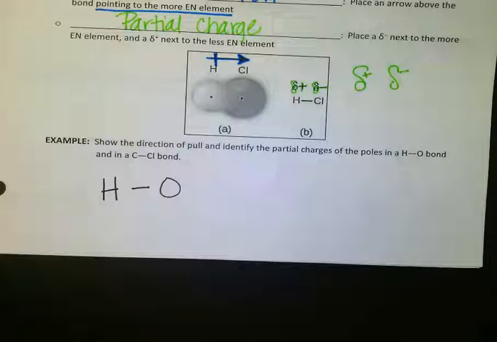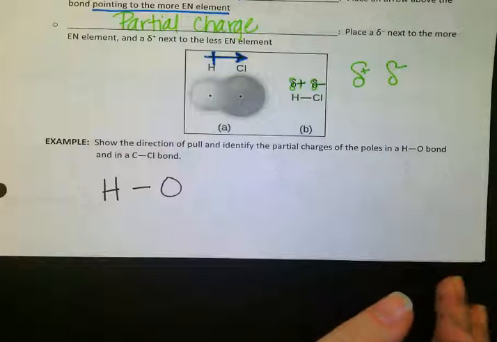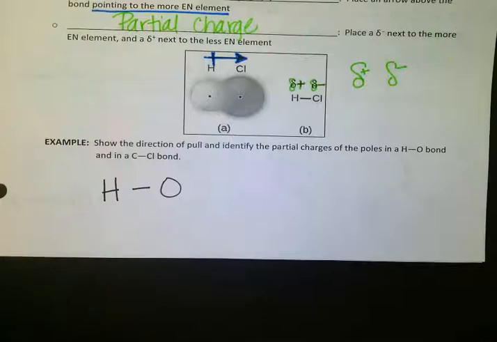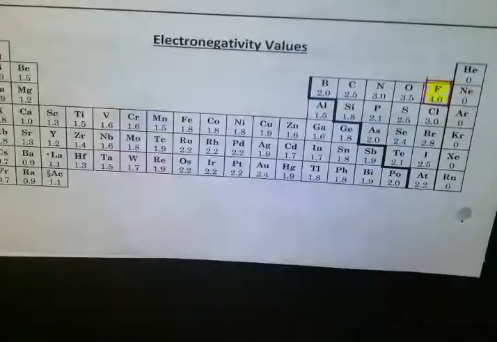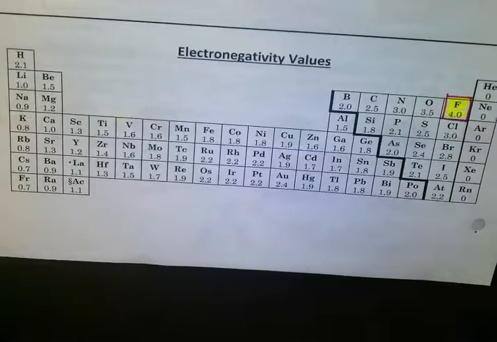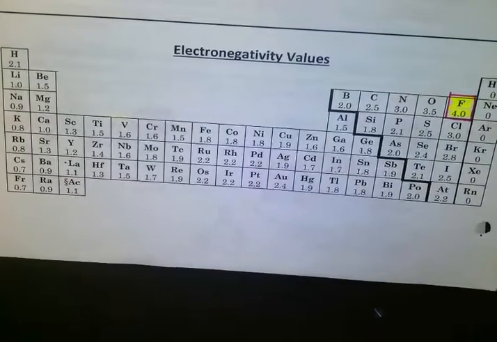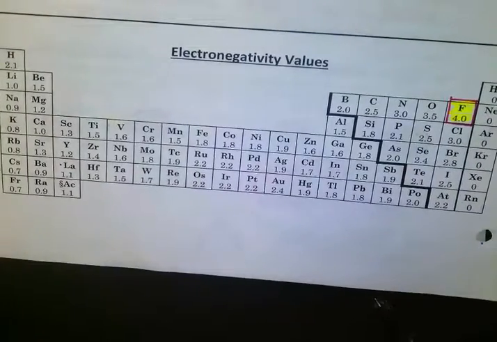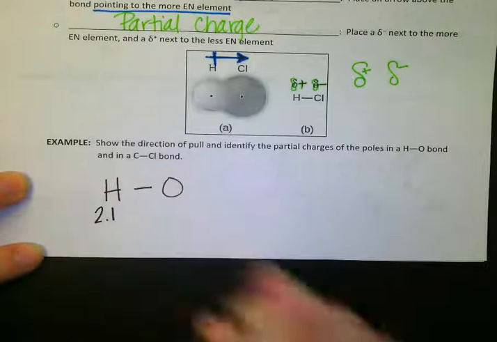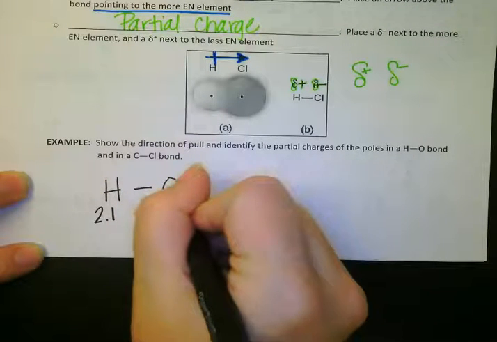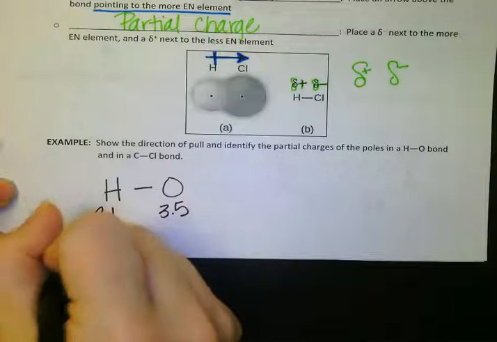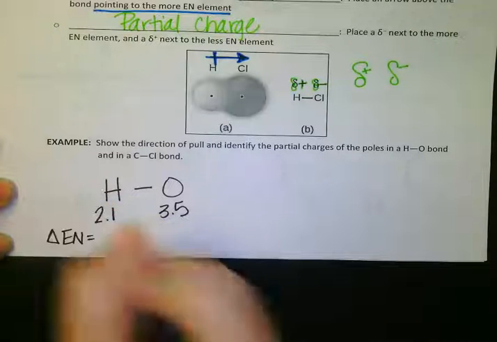So the first thing I should do, even though I know they're on the polar parts in the notes, is double check my electronegativity. So I'm going to pop back over to my chart. I'm going to find hydrogen, 2.1, and oxygen, 3.5. If this was a question on the test, I would give you that information. You don't need to memorize it. So I'm going to say this is 2.1 and this is 3.5. The first thing I'm going to do every time is calculate that difference in electronegativity.